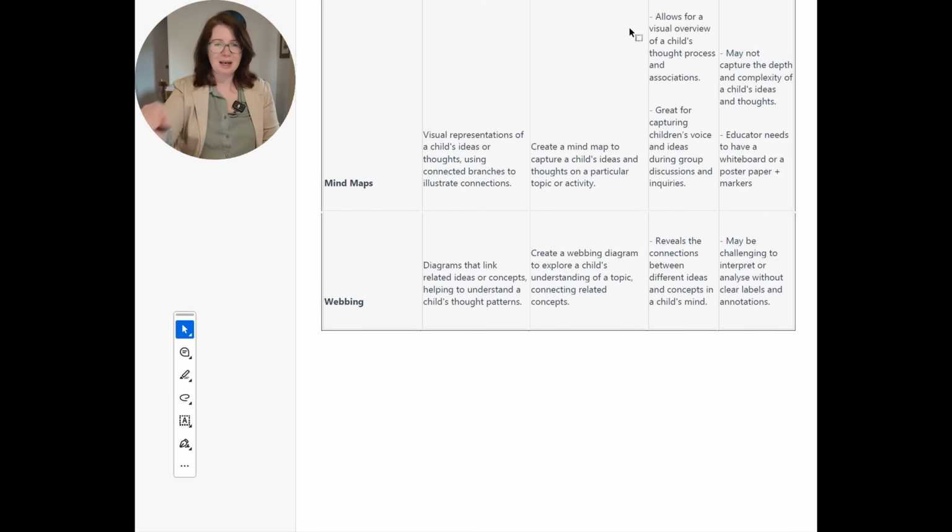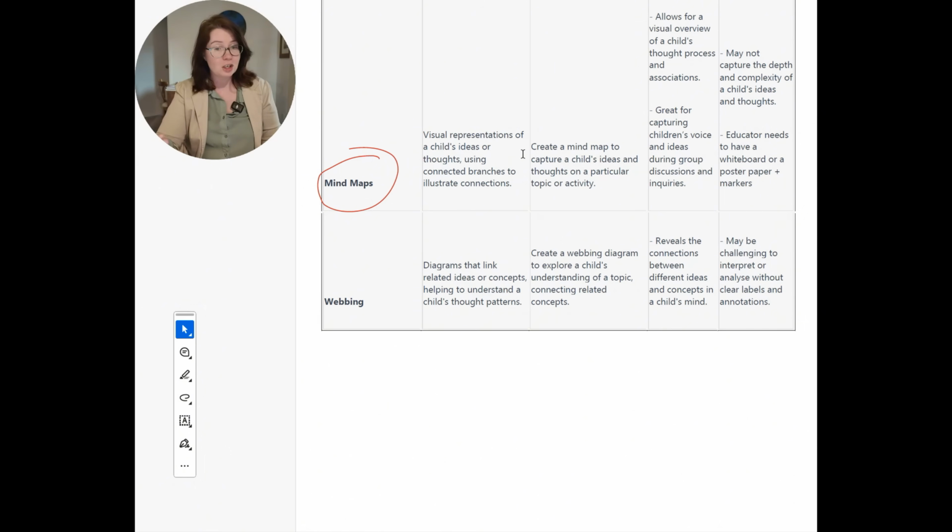Next one is mind maps. I have special videos on mind maps, so you can find my videos on how to use mind maps for observations and how to use mind maps for curriculum planning. It's a really amazing tool. I will show you how I used mind maps with children in a second, but it is a visual representation usually of children's ideas, thoughts, and thinking process.